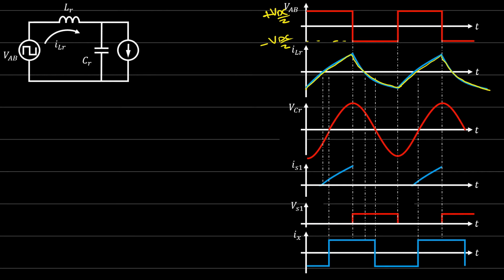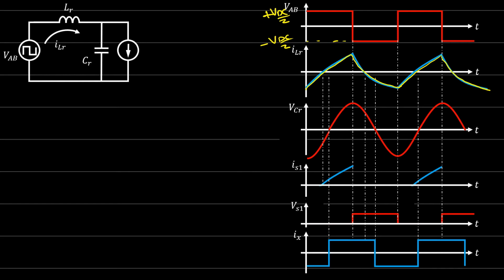ILR is the current inside the inductor, but not necessarily the whole resonant current, because this is not a series resonant converter. The capacitor and the inductor are not in series, so this is just the behavior of the current within the inductor.